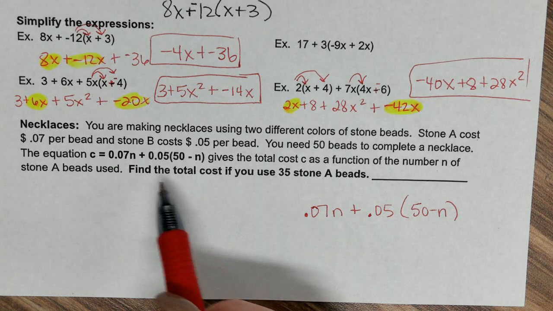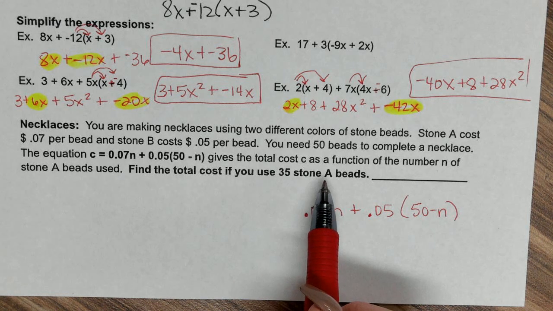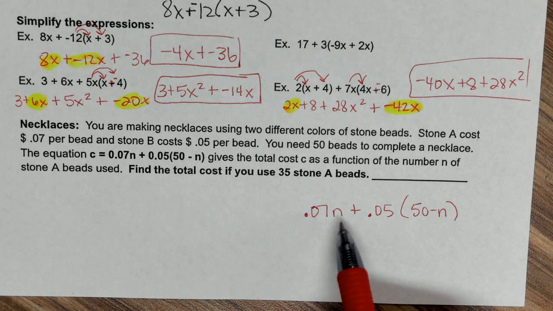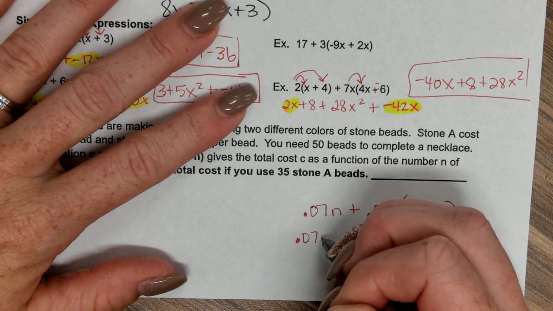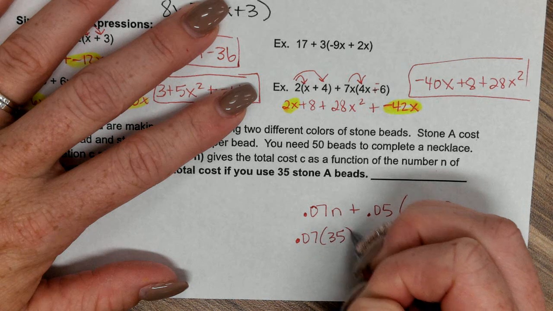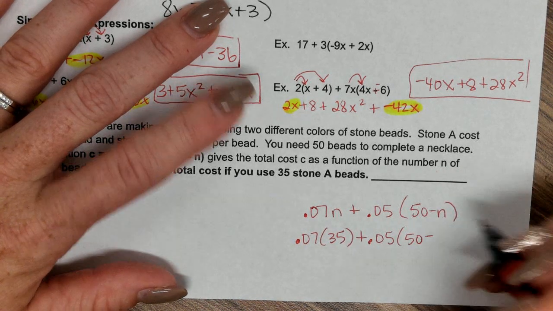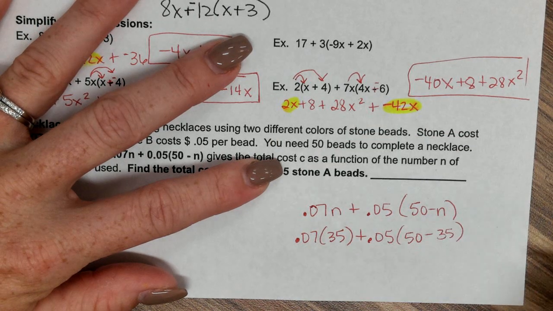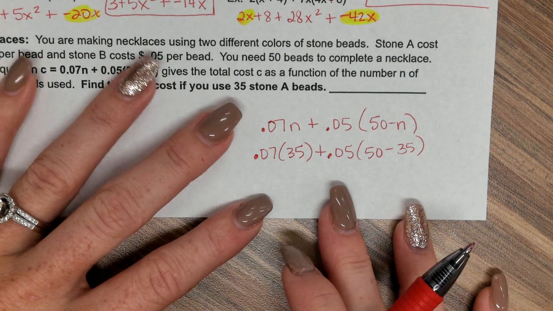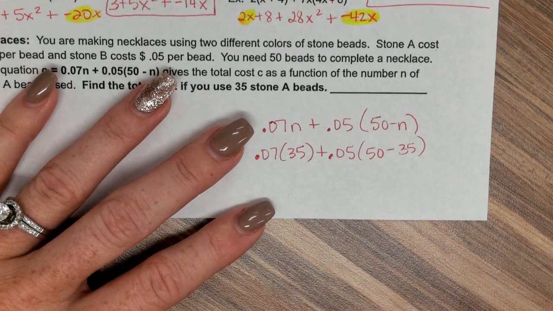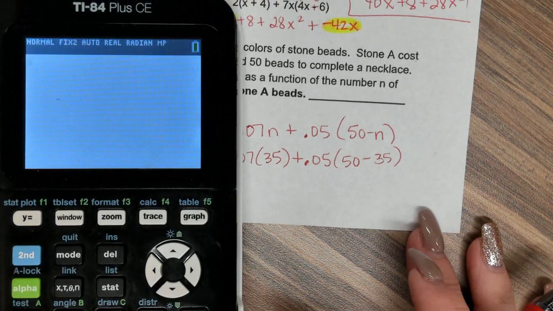Then it says, find the total cost if you use 35 stone A beads. So this is A beads right here, yes? So I have 0.07 times 35 plus 0.05 times 50 minus 35, because that's how many beads we use. Can I just type this in my calculator? Do I have to use the distributive property if I know the numbers? No, the calculator will do it for me. Just make sure you use your parentheses.